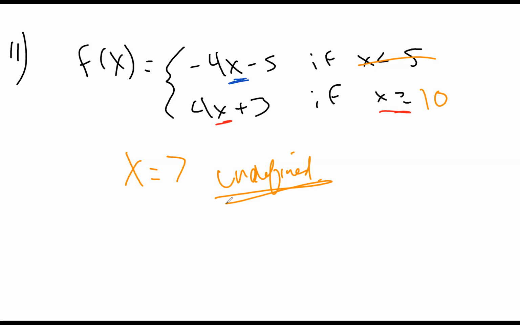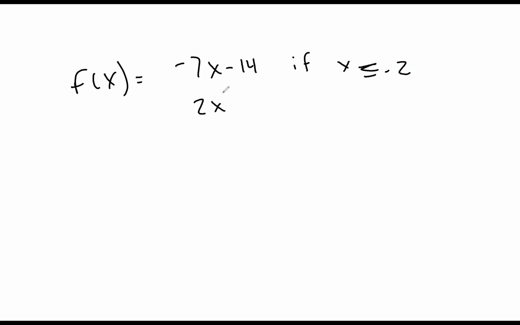All right, everyone's favorite, number 12. This is the one where we have two functions that we have to graph on the same picture. So we'll have f of x equals, and we're going to say -7x minus 14 if x is less than or equal to -2, and then we have 2x squared if x is greater than -2. Okay, so here's what we have.